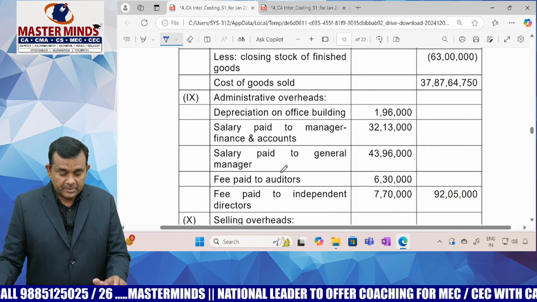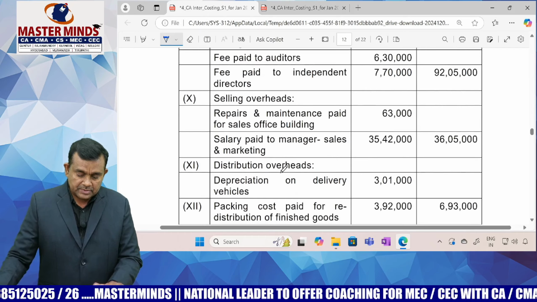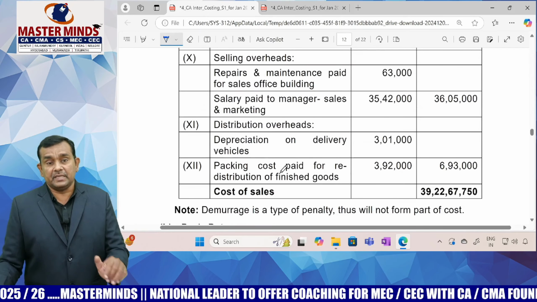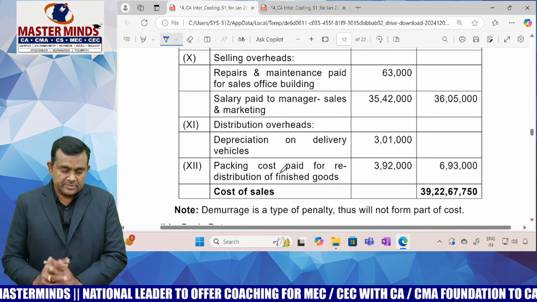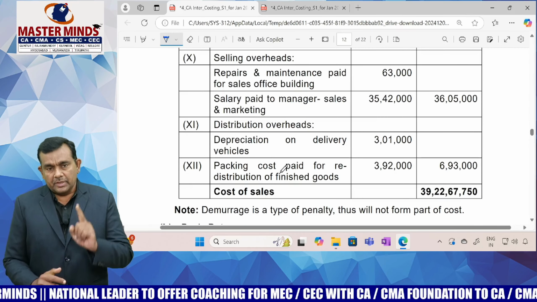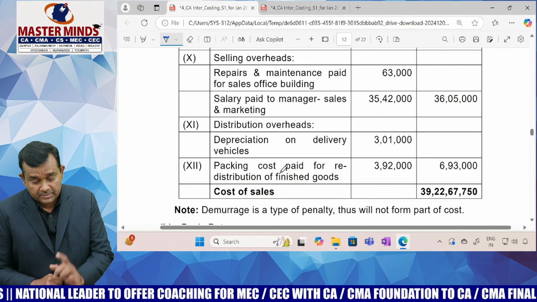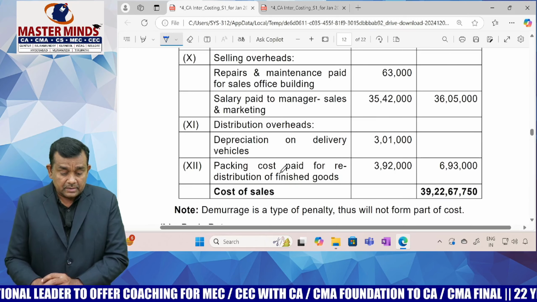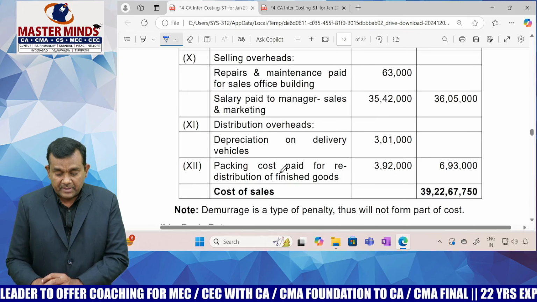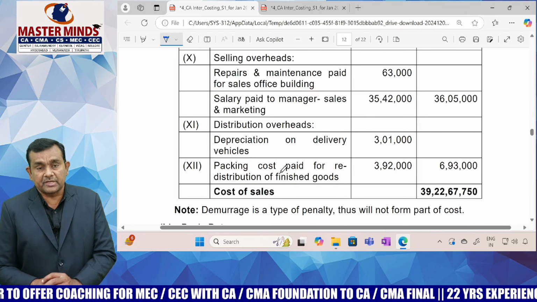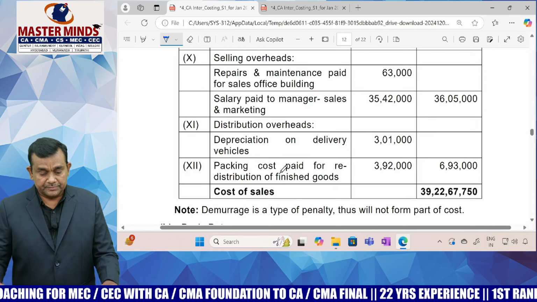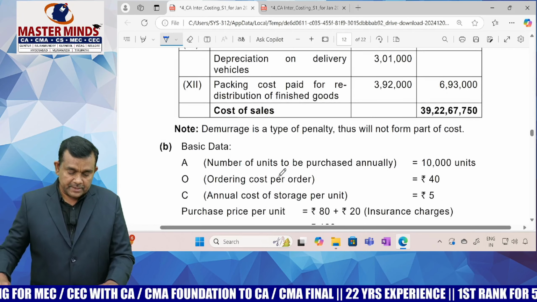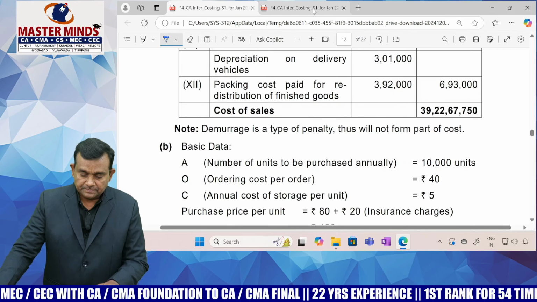Next, general administrative overheads, selling and distribution overheads. Next, secondary packing cost. Then we'll get the cost of sale. So here, abnormal cost is one very, very important element. Demurrage charges is a type of penalty, thus will not form a part of cost. This element appears only in financial books, not in cost books. Okay, right.